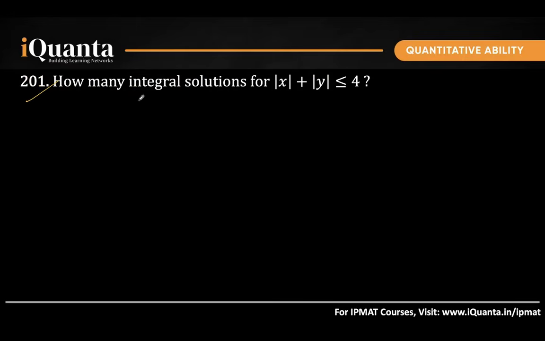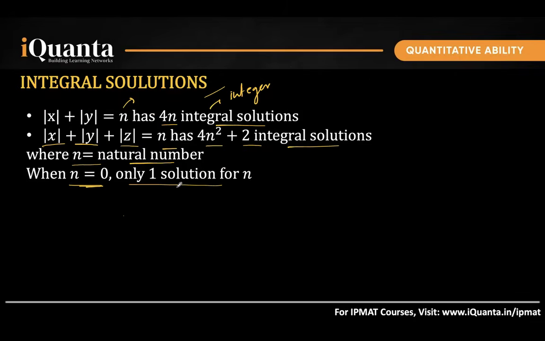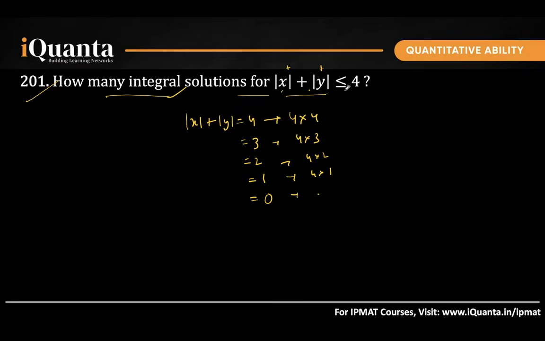We have this question: how many integral solutions are possible for mod x plus mod y less than or equal to 4? Integer solutions, that means mod x plus mod y will be either equal to 4 or equal to 3 or 2 or 1, okay, or 0. Not below that, because mod x and mod y are both non-negative numbers. They cannot have a negative sum in total. So this will have 4n solutions. What is n? n is 4, so 4 into 4 solutions, 4 into 3 solutions, 4 into 2 solutions, 4 into 1 solution. Now here, it won't be 4 into 0. I just told you that if n equals 0, there's only one solution, and that is 0 plus 0 equal to 0, right?